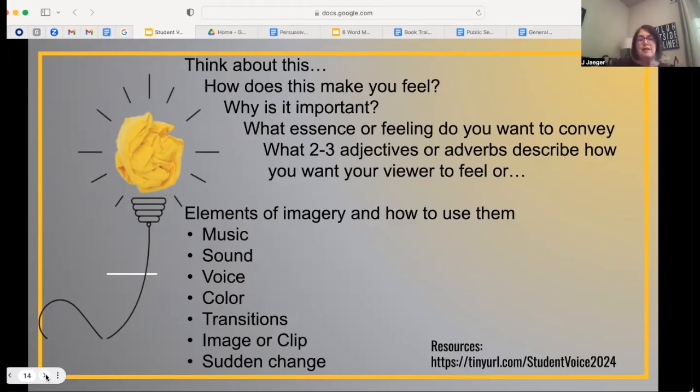You're looking for the essence or the feeling that you want to convey. I always ask my students to commit on their storyboards to 2 to 3 adjectives or adverbs that describe how you want your viewer to feel when they walk away from your particular segment. And it's interesting because once the students commit to that, it helps them find everything about their particular project that they're working on.